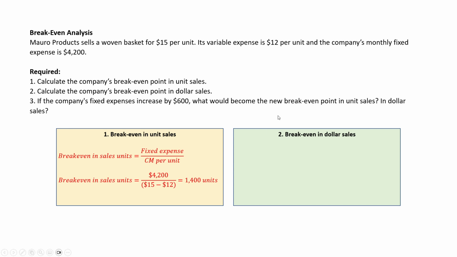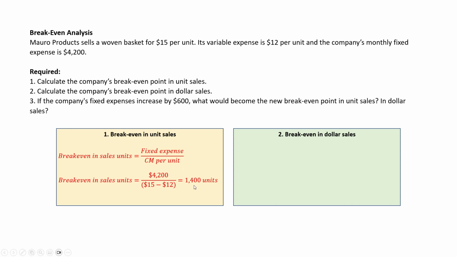I also want to point out, beyond just memorizing the formulas, something that may help you remember this formula a little bit better. Keep in mind, contribution margin per unit is sales minus variable expense. After our sales dollars have covered our variable expense, what is left over, that's contribution margin, to then cover our fixed expense, and that would lead us to the break-even point in unit sales.